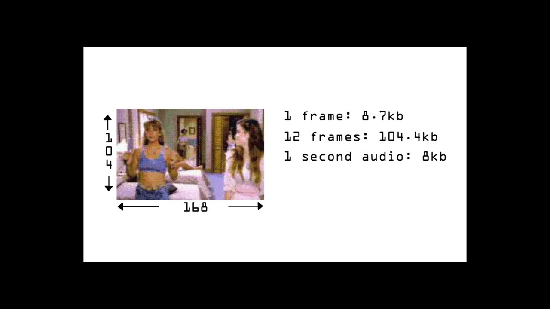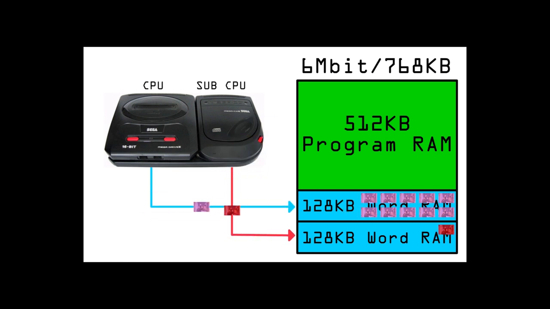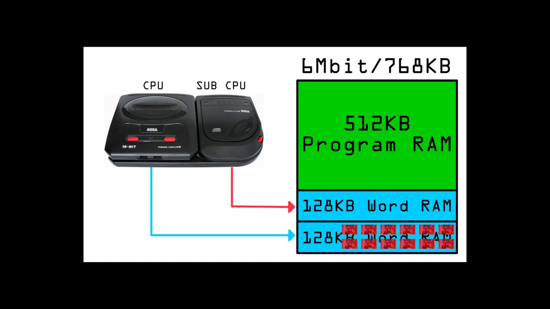1 second of audio is 8 kilobytes. So let's add our frames and audio together. We have 104.4 kilobytes plus 8 kilobytes, giving us a total of 112.4 kilobytes. So including our audio, we can just about fit everything we need into the 128 kilobytes of allocated word RAM. So let's finally see all this in motion. The Sega CD drive spins up and puts the data into the first 128K bank. Then the banks switch and the Sega CD reads into the second bank while the Mega Drive reads into the first.